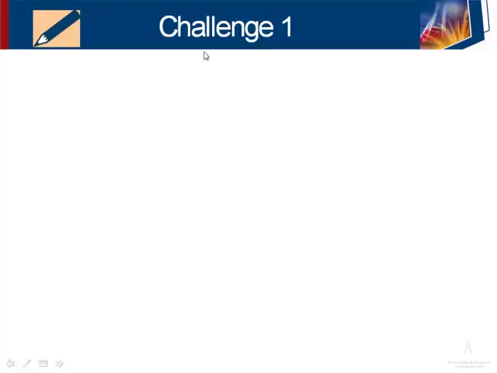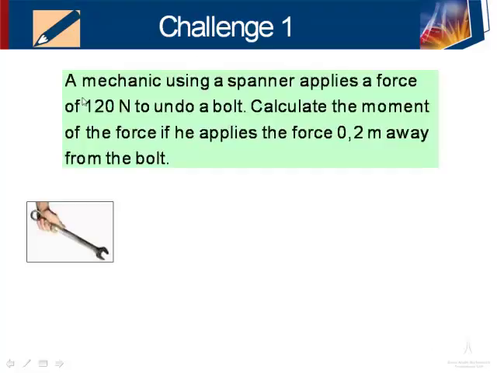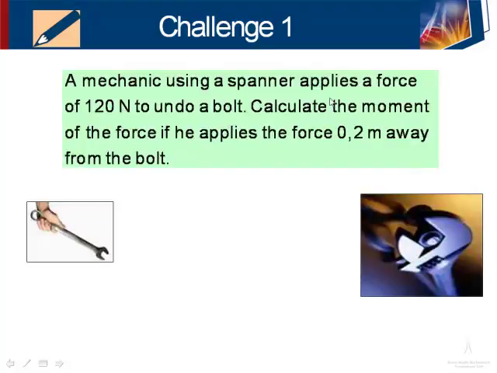Looking at challenge number 1. A mechanic using a spanner applies a force of 120 newtons to undo a bolt. We are asked to calculate the moment of the force if he applies the force 0.2 meters away from the bolt. We suggest you pause the DVD and complete this calculation.